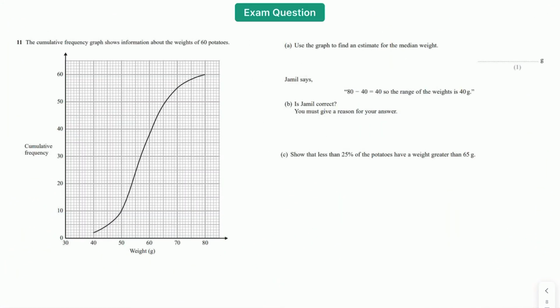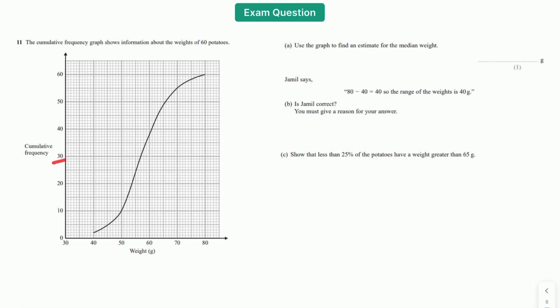So, although those questions that are created were similar to exam questions, here is a real exam question. Feel free to press pause and have a go at this yourself, and then I will go through it. So we have a cumulative frequency diagram of 60 potatoes. So we know there's a total of 60 potatoes. Use it to find the median.